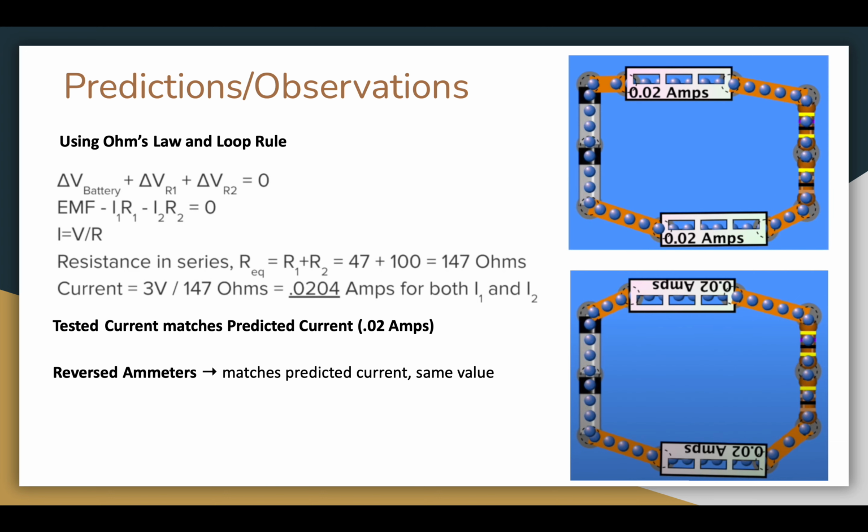We can confirm this prediction by reading the ammeters in the circuit program, which read 0.02 amps as shown on the right. If the ammeters are reversed, they still read the same value.